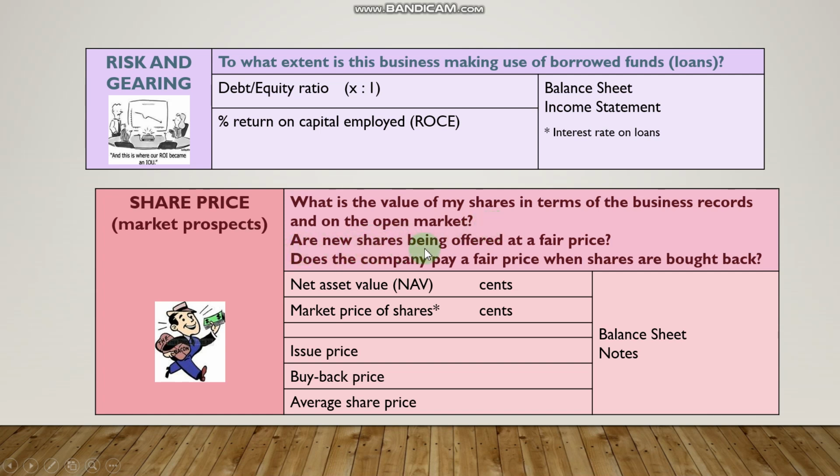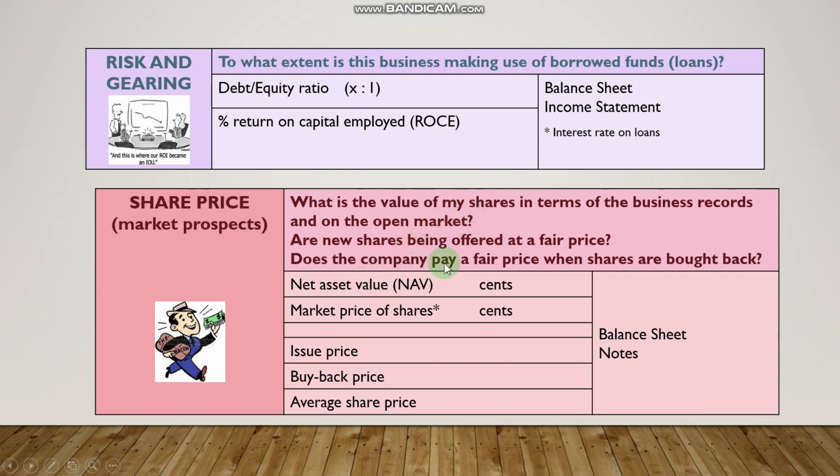Another question: are the new shares being offered at a fair price? Remember, sometimes the company would issue new shares during the year, additional shares, and they will give you in the exam paper, they'll say new shares are issued at, and they give you a price per share, like 730 or 1040, whatever the amount might be. Questions are normally based on that, asking you to assess whether the new shares were offered at a fair price. And that fair price is going to be a comparison between the value of the shares according to the business records and the value of the shares on the stock exchange itself.